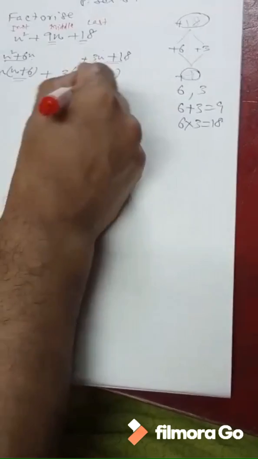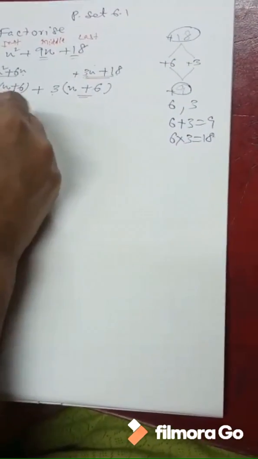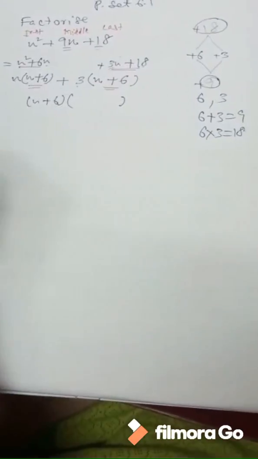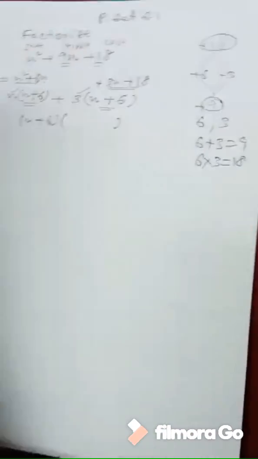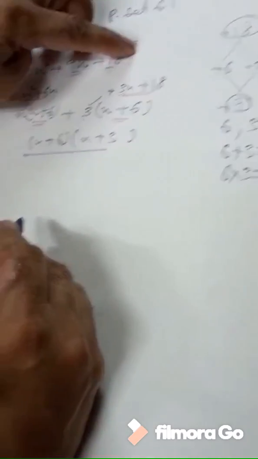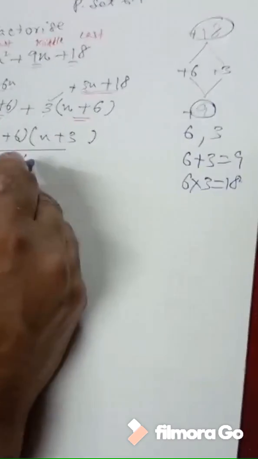Now we see the two brackets are the same. X plus 6 is the common factor. So take the bracket as a common factor. This is x plus 6 common, and put the second bracket. Here I see x is left and plus 3 is left. Into the bracket put x plus 3. So the factors of x square plus 9x plus 18 are x plus 6 and x plus 3. X plus 6 and x plus 3 is the final answer.